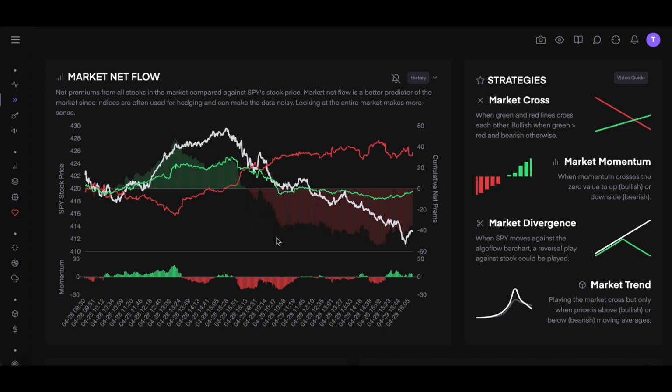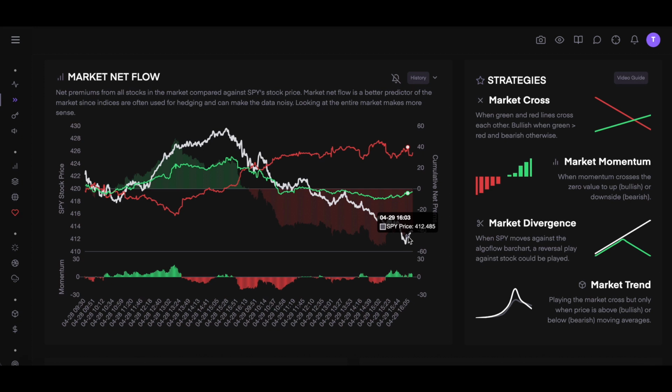And let's say that instead of both price going down and algo flow going down, the algo flow actually went in this direction while price went in this direction. Then we would look for a reversal play, because we are expecting the flow has turned bullish now, or is trying to turn bullish, and the price keeps going down.